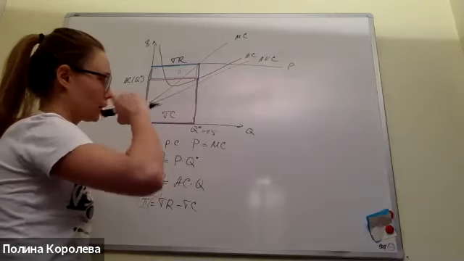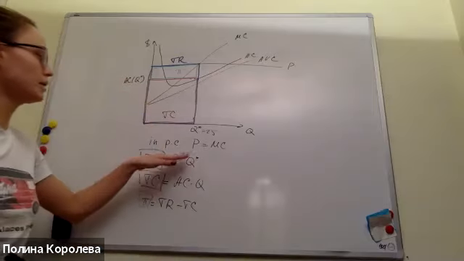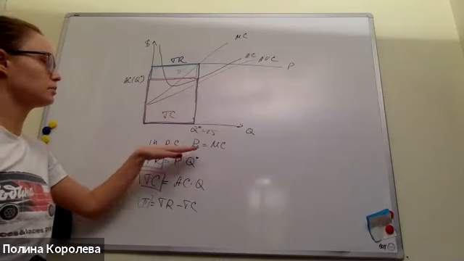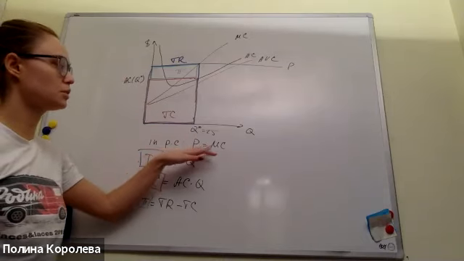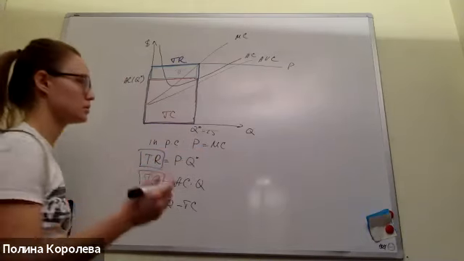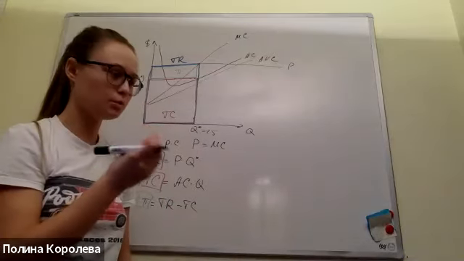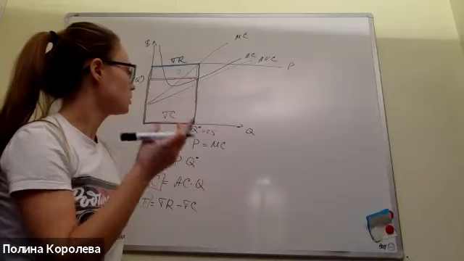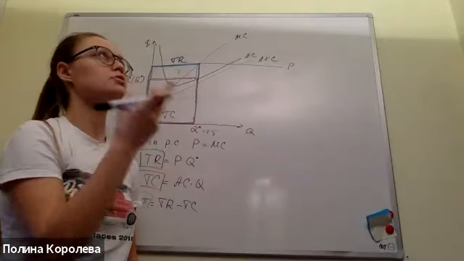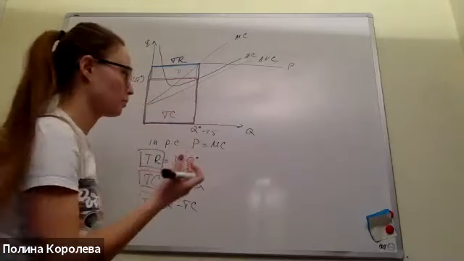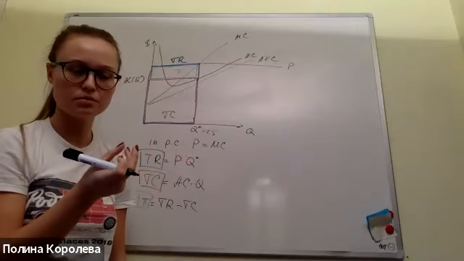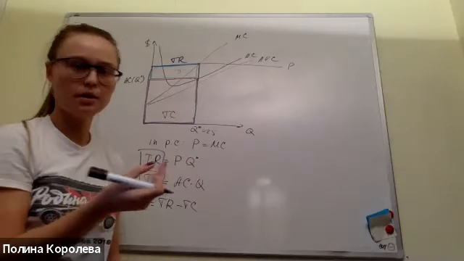What else can we check? Why in equilibrium, in a perfectly competitive market, should price be equal to marginal cost? Why is it so? We stop in choosing our quantity when the change in profit is zero.